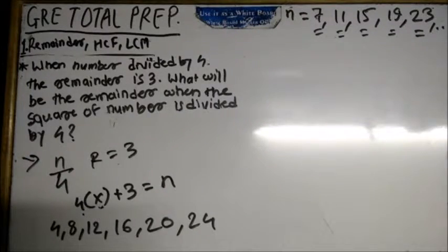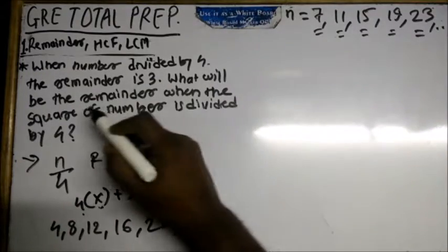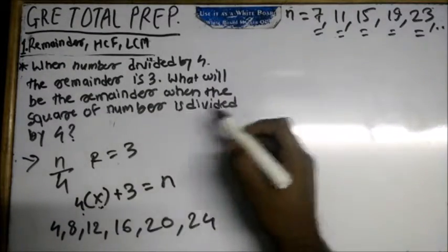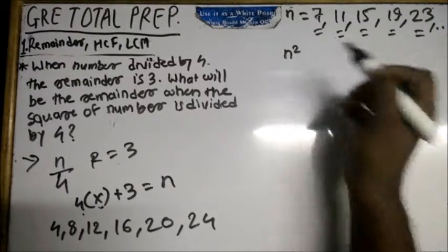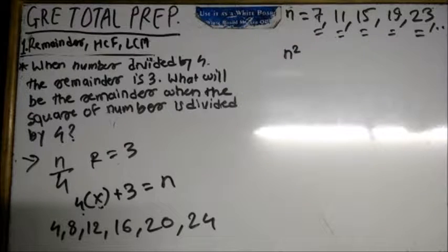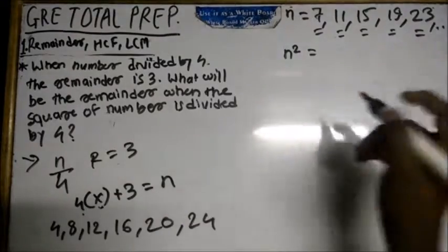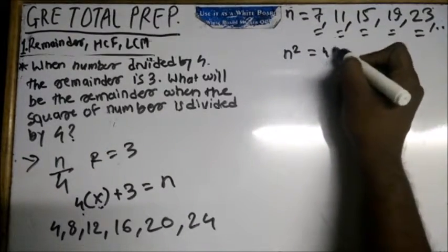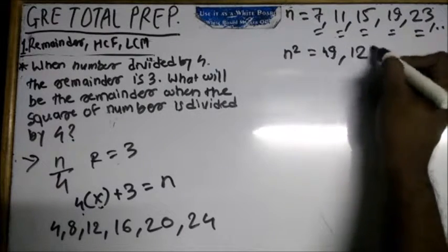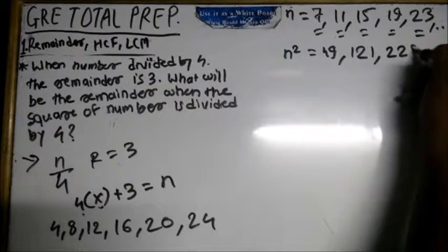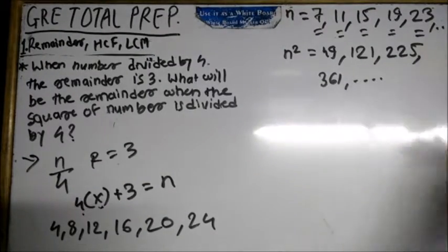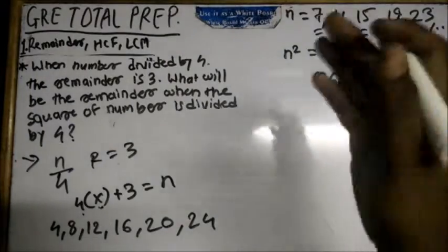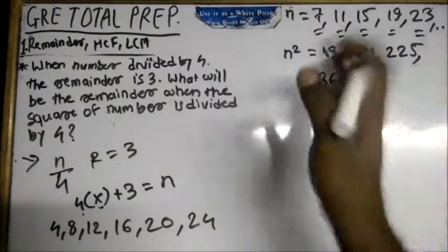Now the next part of the question is what will be the remainder when the square of the number is divided by 4. That means when the square of n, n squared, is divided by 4, what will be the remainder? Let's find out the values of n squared. The square of 7 is 49, the square of 11 is 121, the square of 15 is 225, the square of 19 is 361, and like that the series will go on. This is the n squared.